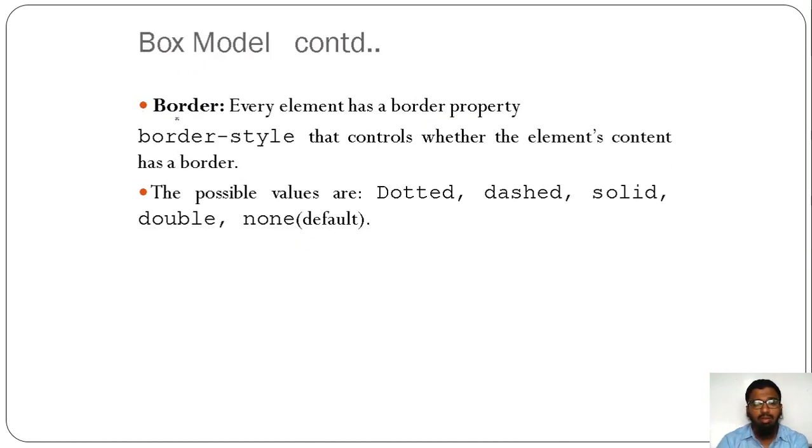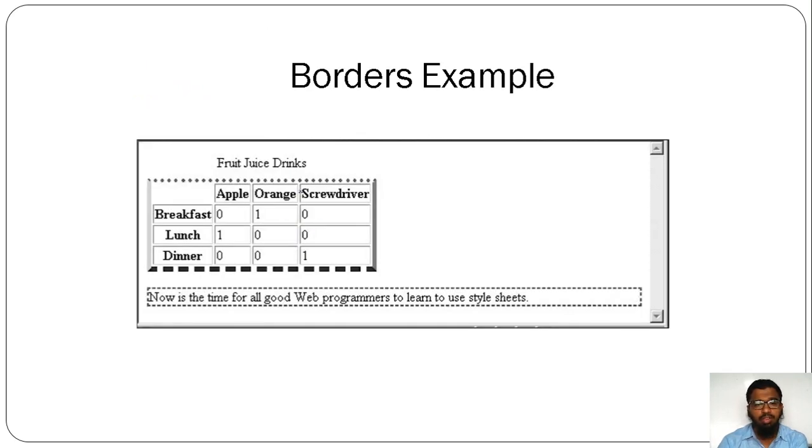We will see here that every element has a border property. Border style controls whether the element's content has a border. The possible values are dotted, dashed, solid, double or none. When you see the next page, you will easily understand. This is dotted, this is double, this is dashed, and if it is the default, then it is normal.